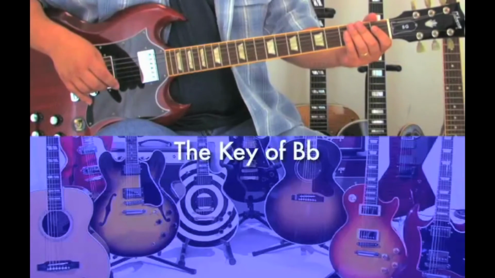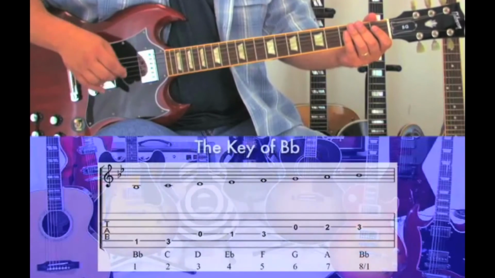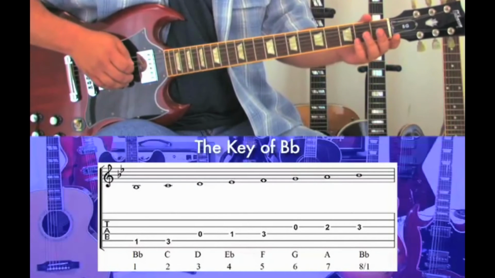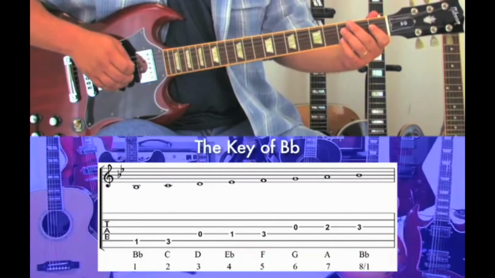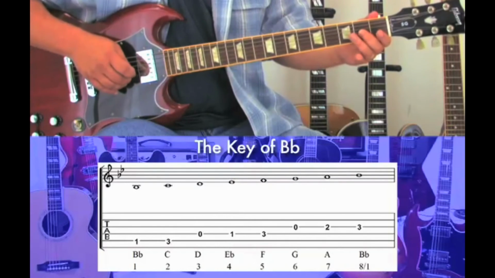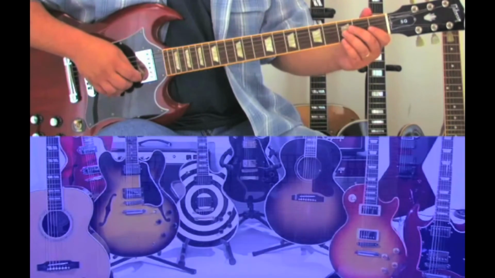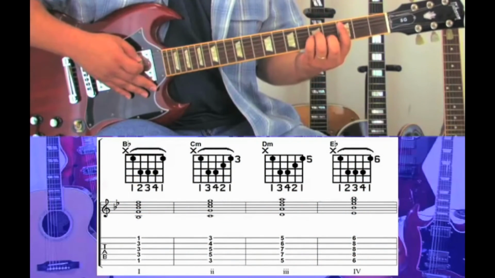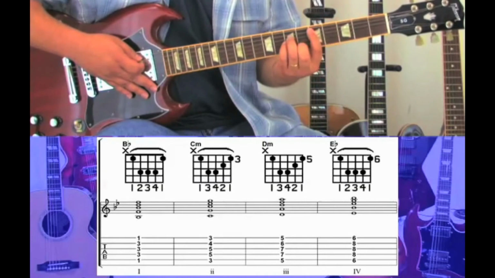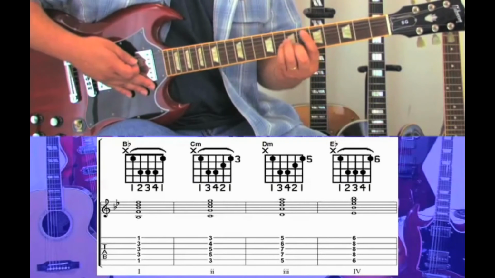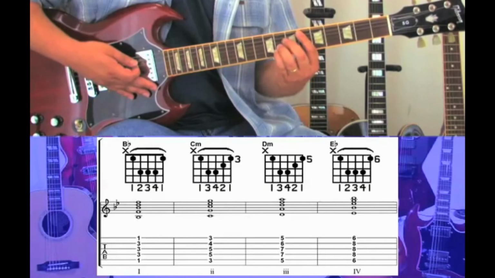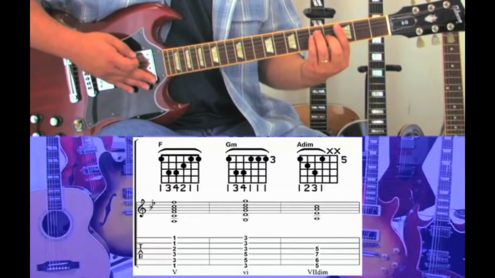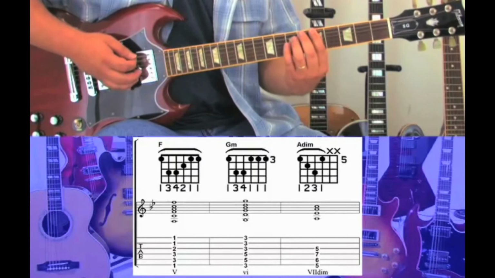The key of B flat uses 2 flat notes. The scale is made up of B flat, C, D, E flat, F, G, A, B flat. B flat is the 1 chord. The 2 chord is C minor. The 3 chord is D minor. 4 is E flat. 5 is F. The relative minor 6 chord is G minor. A is diminished.